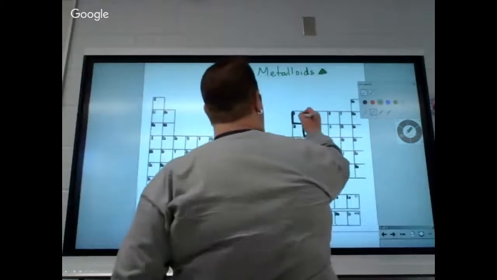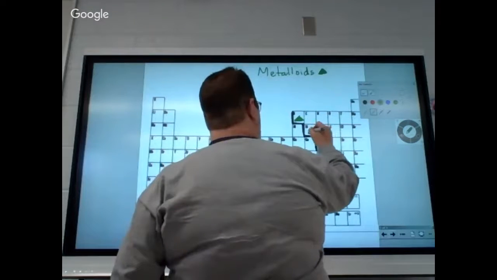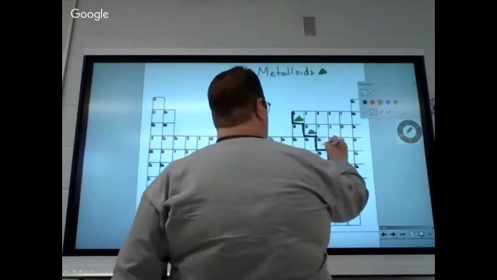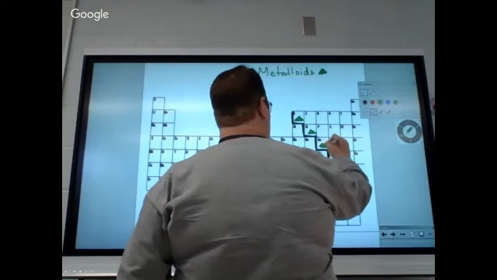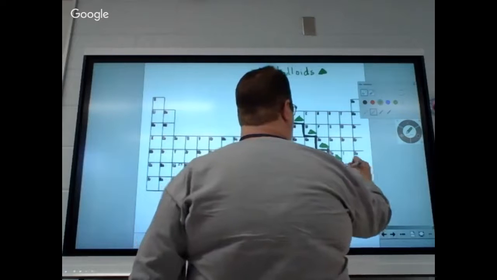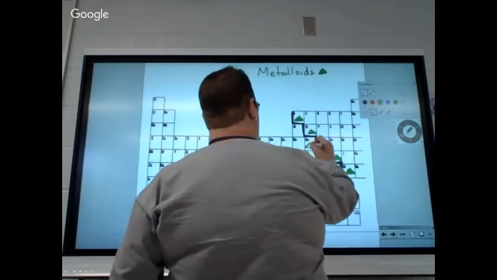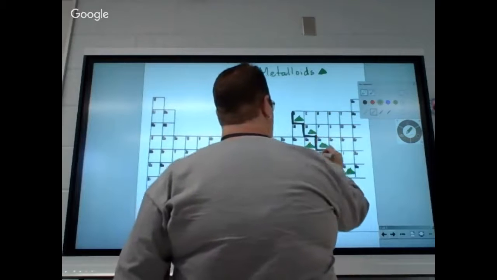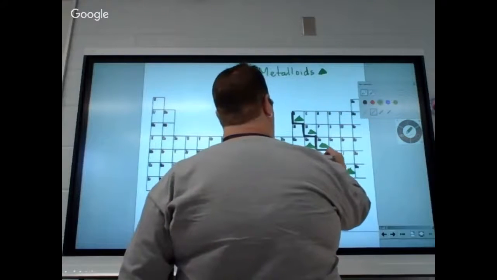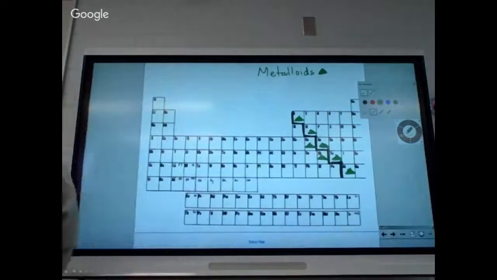So the metalloids, these are not the best looking triangles, I know. They're sort of flat and ugly, but the top 5 elements on the staircase are metalloids, and the bottom 2. The 2 elements we seem to disagree on are polonium and astatine. Some periodic tables label polonium as a metalloid, and some do not.